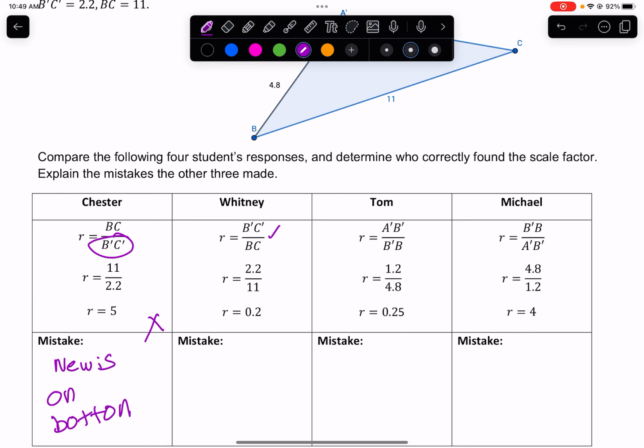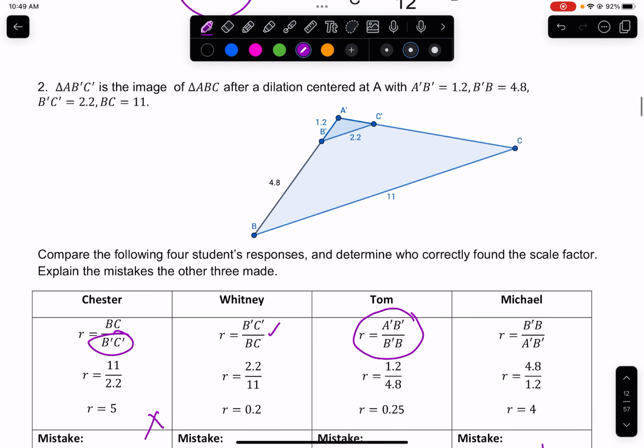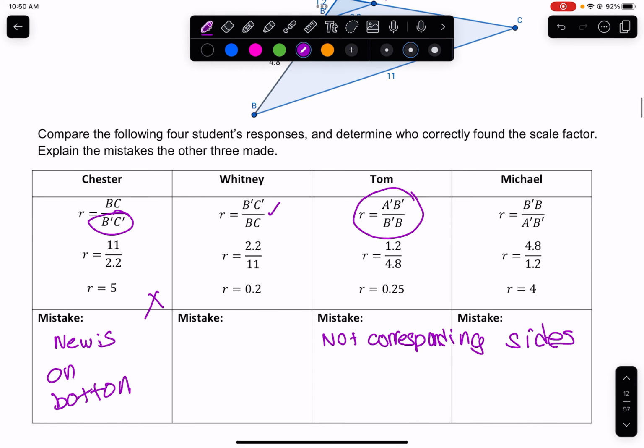This looks like it's set up okay. These two, A prime B prime, B prime B, those are not corresponding sides. Your letters should always be matching. And it's actually the same for Tom and Michael. So Whitney is going to be correct as long as she set it up correctly. So B prime C prime is 2.2. BC is 11. This is the correct scale factor.